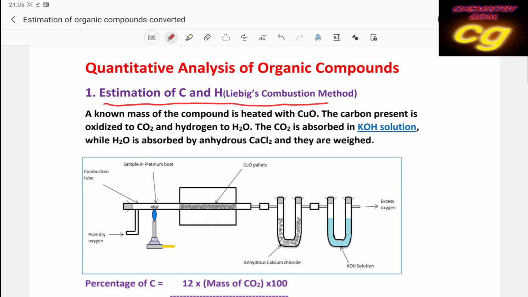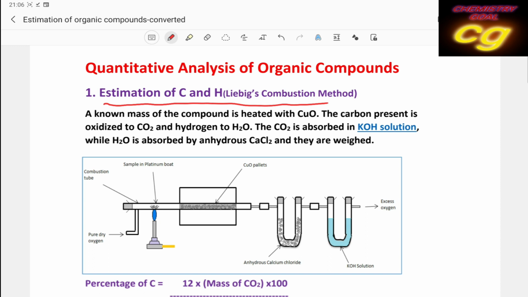The organic compound contains carbon and hydrogen. We already know that all organic compounds contain carbon and hydrogen. Generally carbon is the essential element of organic compounds, and hydrogen is also an essential element. So how much percentage of carbon and how much percentage of hydrogen is present in the organic compound can be calculated by this method, which is called Liebig's combustion method.